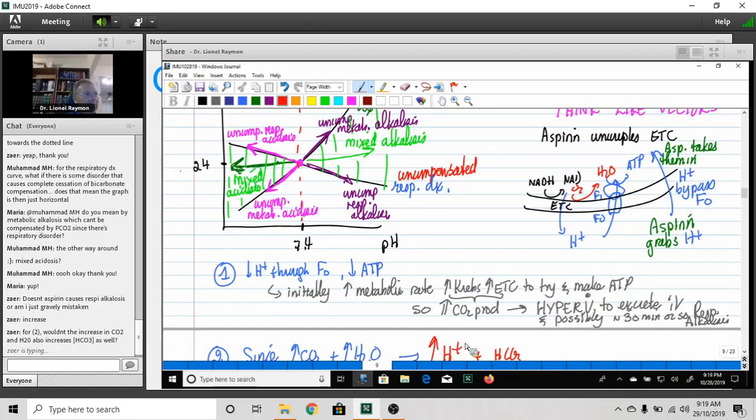And an example of this is running on a treadmill. When you run on a treadmill, you lower your ATP because you consume it, so you increase your metabolic rate. And as you increase your metabolic rate, you start increasing your temperature, you start sweating because of that, and you are panting like crazy, hyperventilating to blow out all the CO2 that you're producing through the increased metabolism.